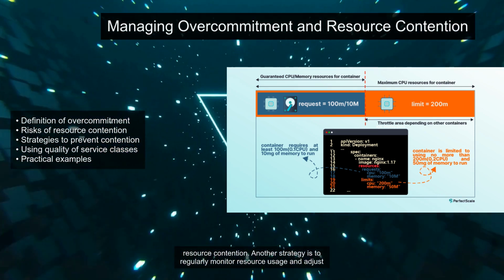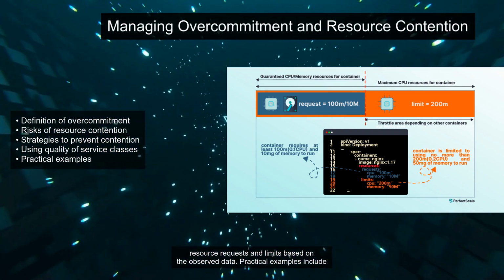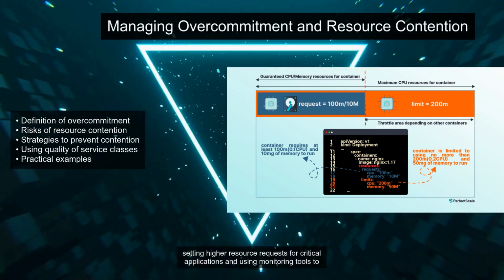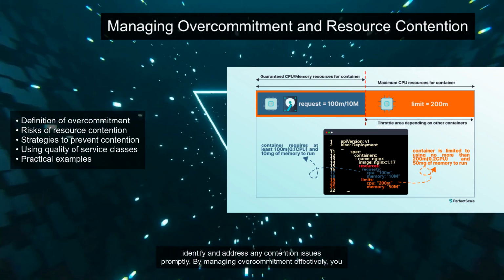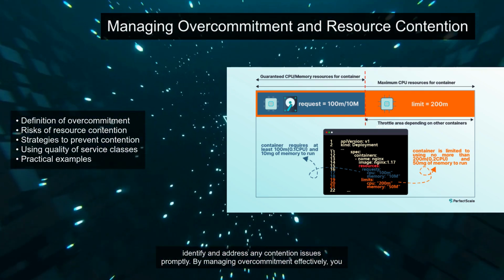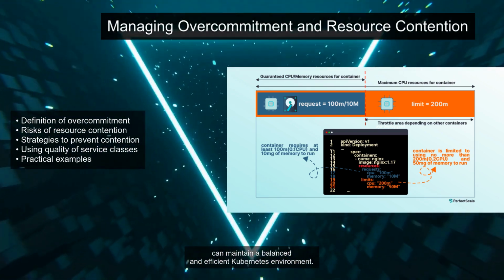Another strategy is to regularly monitor resource usage and adjust resource requests and limits based on the observed data. Practical examples include setting higher resource requests for critical applications and using monitoring tools to identify and address any contention issues promptly. By managing overcommitment effectively, you can maintain a balanced and efficient Kubernetes environment.